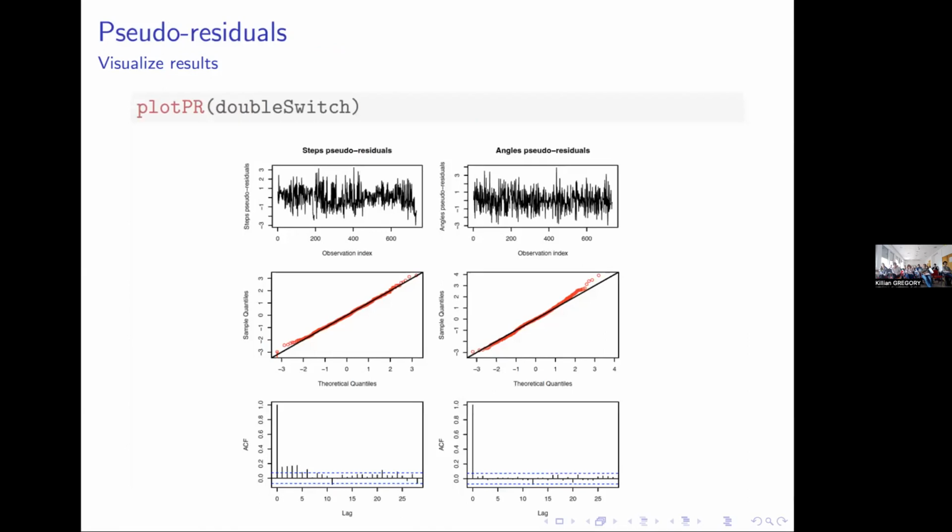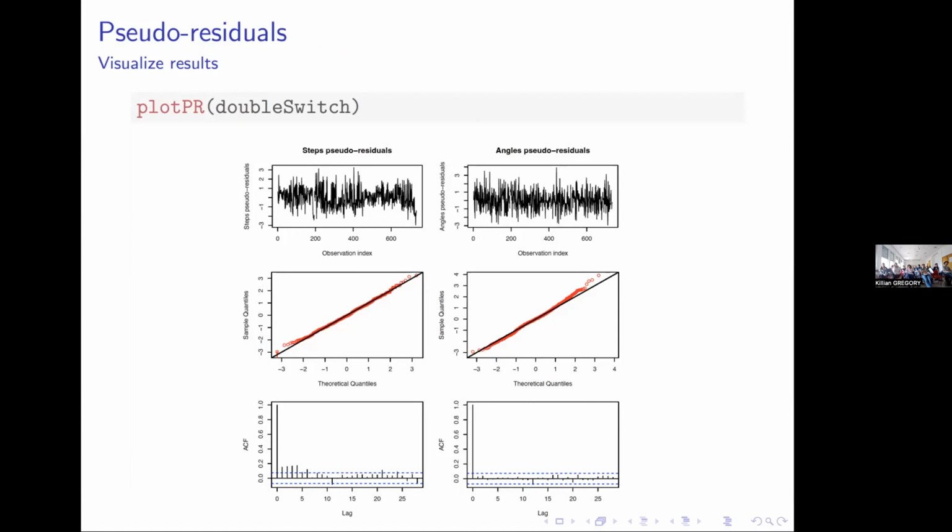So a very handy function is this pseudo residual plot function, plotPR. And this will look at your model fit. So here we're basically trying to see how normal looking these pseudo residuals are. They're very similar to residuals in a standard regression. It's a little different here because this is a hidden Markov model, but that's the general idea.